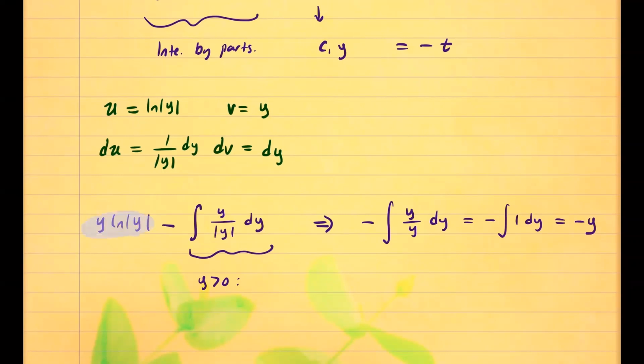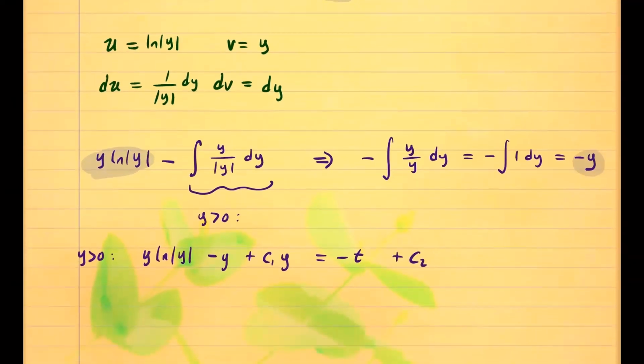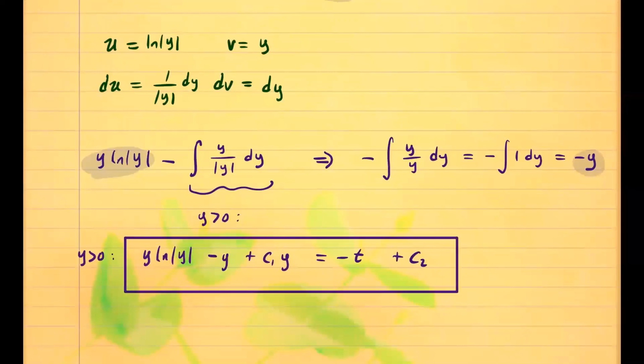So our final answer now will be the following. It's this, with this from before, and this. And we're going to add another constant to it. So if y is greater than 0, our solution is y ln of absolute value of y, minus y plus c1 times y from above, equals negative t plus c2, another integration constant. That's what we've been holding on to. Now, this is a nice answer. If you would like, you can stop here, but we can make it better.